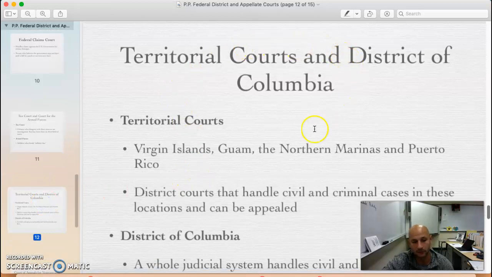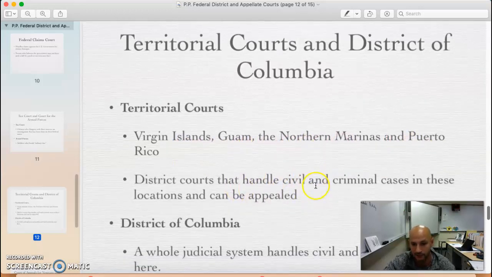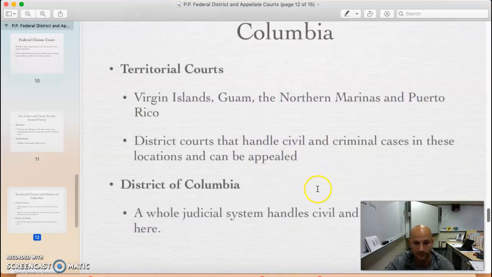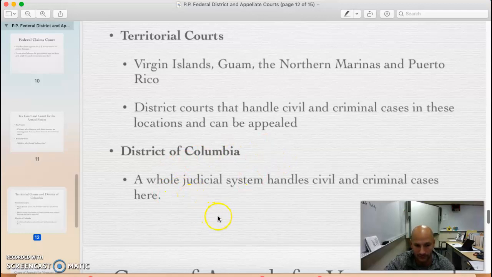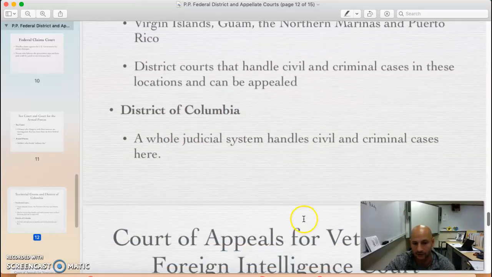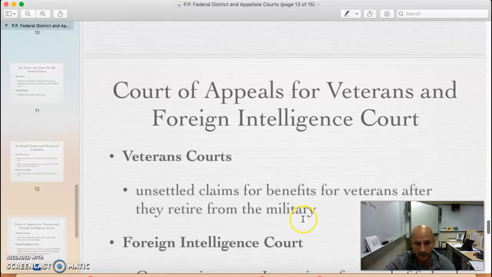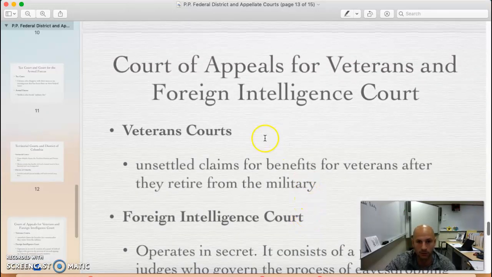We also have, like we said, territorial courts that are in the Virgin Islands, Guam, Northern Marianas, and Puerto Rico. They handle different civil and criminal cases in these locations that can be appealed to the United States appeals courts. The District of Columbia, which is Washington, D.C., has a whole judicial system that handles civil and criminal cases here, separate from everything else.